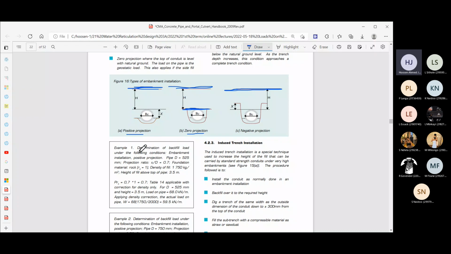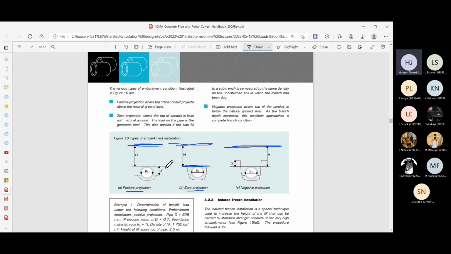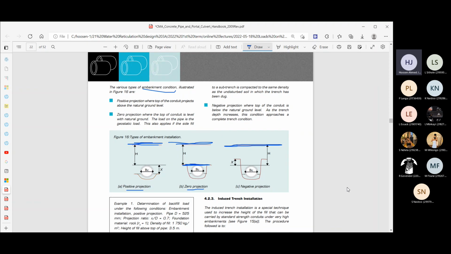So this diagram will help you understand the difference between a positive projection, zero projection, and a negative projection. And it does come into play in some of the formulas that we'll see further down. Right. So the various embankment conditions are illustrated. In a test or exam condition, you should be able to differentiate between these three, or you should know what the difference is between the different types of embankment installations.